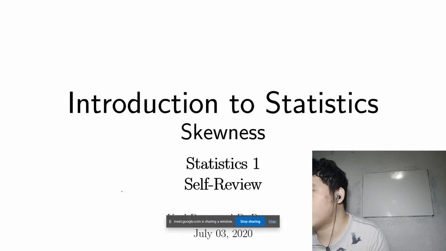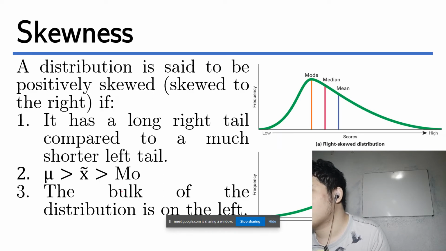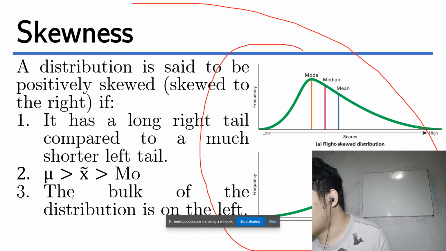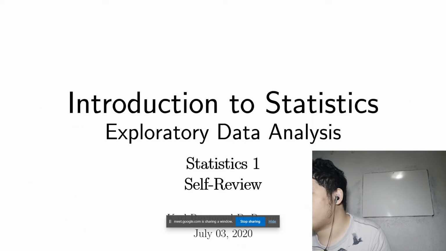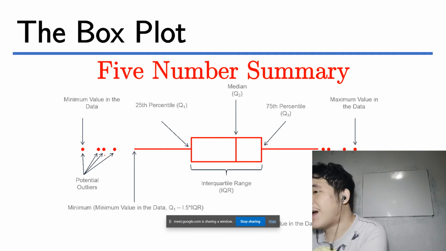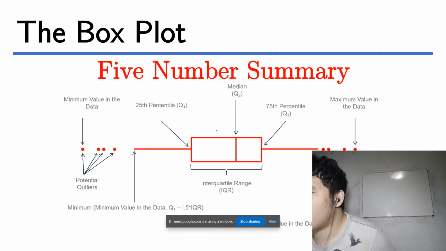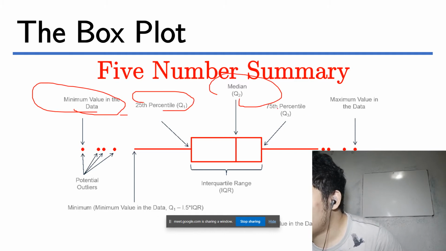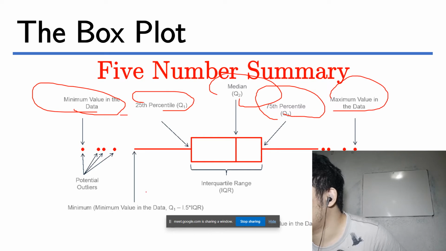Then for skewness, ito lang yan. Remember these two drawings, no? Pag ganito, right skewed, pag ganito, left skewed or negative. Exploratory data analysis, box plot, ito lang important. 5-number summary, ano yun? Minimum value, Q1, Q2, Q3, or Q2 or median pala, then the maximum value ng data. Pag meron kayong nakitang nasa labas ng linya, sabihin outlier yon. Okay?